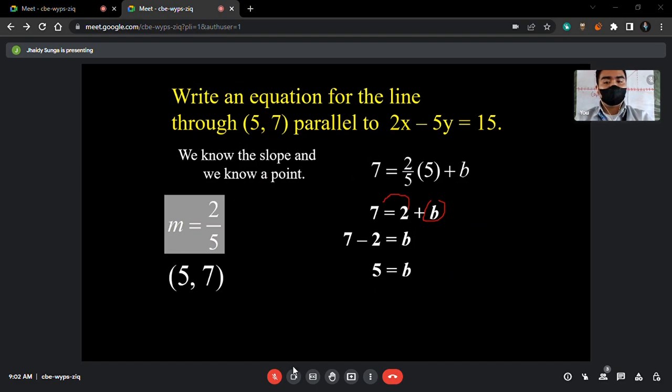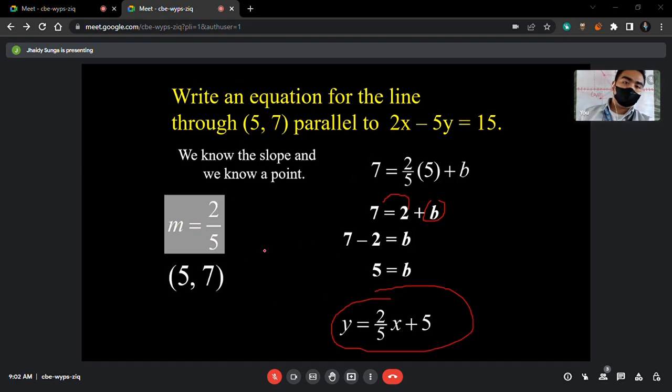Okay po? Alright, so now we substitute your slope and your y-intercept, or your b. So now you have y is equal to 2/5 x plus 5. So this is your equation for the line. Okay po? Alright.